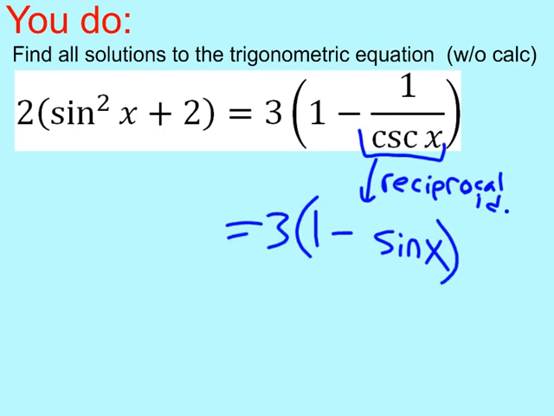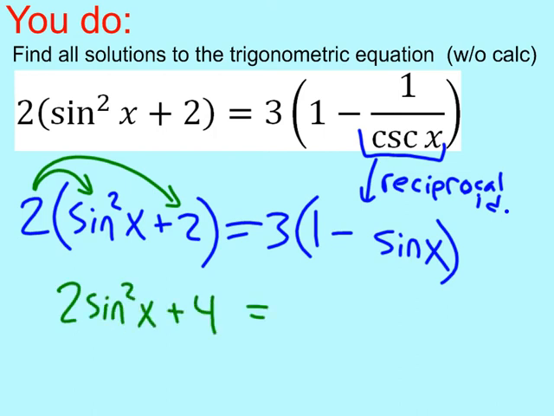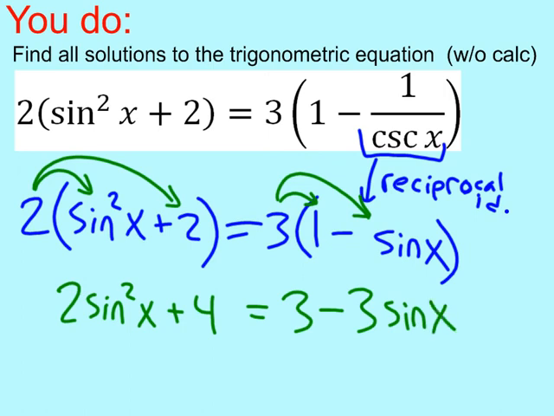I think I'll just leave this side alone for this step. And then on the next step, I'll just distribute. So no trig identity, just distributing. 2 times both of the terms inside those parentheses would give me 2 sine squared of x plus 4 equals, and on the right side, 3. Again, make sure you distribute. As I mentioned before, students seem to just forget all their algebra when you start throwing trig in the mix, so make sure you distribute.